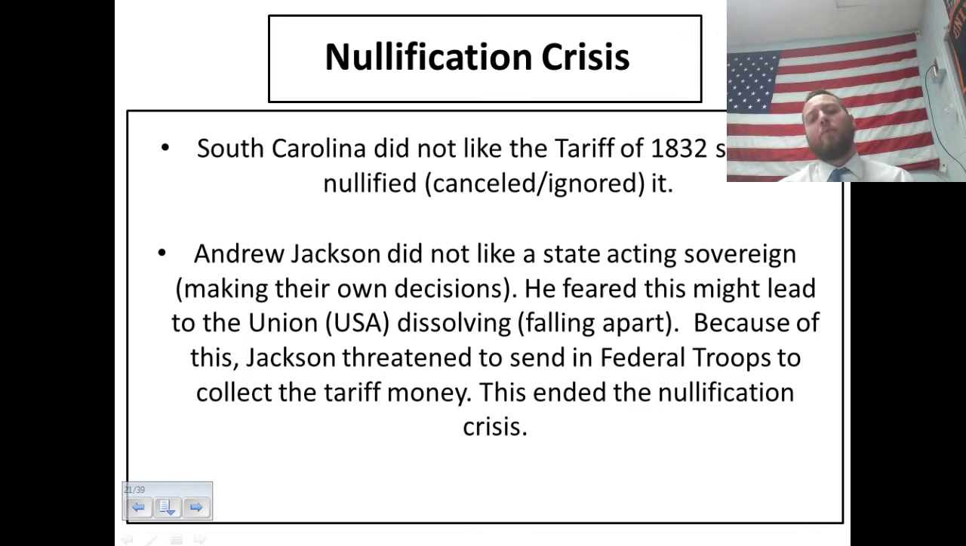A lot of stuff to write, and then we're done with this one. Andrew Jackson did not like a state acting sovereign, which means making their own decisions. He feared that this might lead to the Union, which means the USA, dissolving, which means falling apart. He thinks that if a state can cancel out anything they want to, we're not really a country anymore. This whole country could fall apart. Because of this, Jackson threatened to send in federal troops to collect the tariff money. This ended the nullification crisis. So Jackson said, oh, you want to ignore our laws? Well, we'll send federal troops in to enforce our laws. Hey, that's strong government stuff, man, to talk about sending in troops to take down one of your own states. Makes sense? Good, great? Awesome.